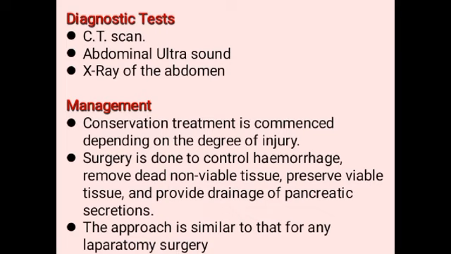And the management that is going to be done in this case, you're going to do the conservation treatment that can be commenced according to the degree of the injury. So this conservation treatment can actually be to remove the segment that is ruptured, or rather to repair the structure that has been ruptured by the kidney, if the degree of injury is not of that much that can easily be managed. Then surgery also can be done.